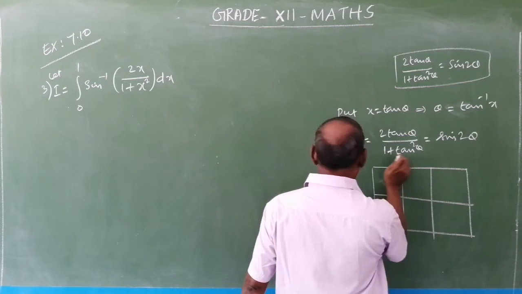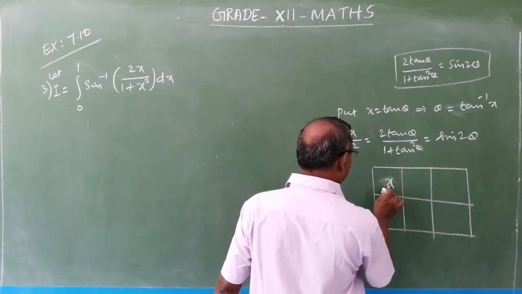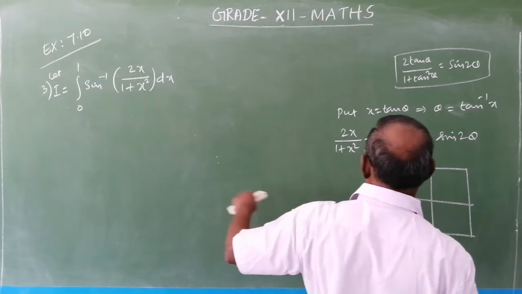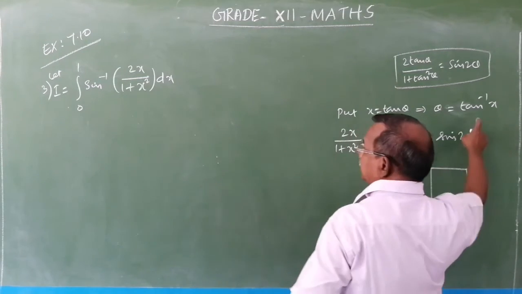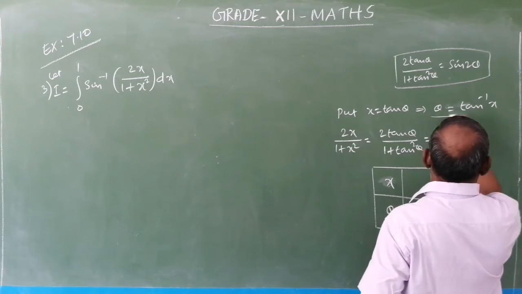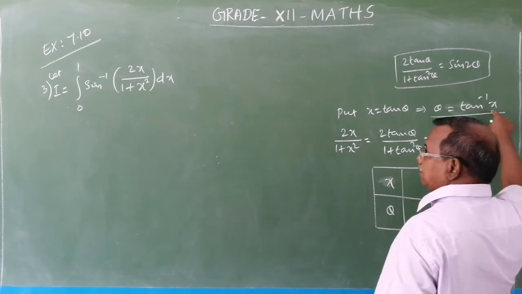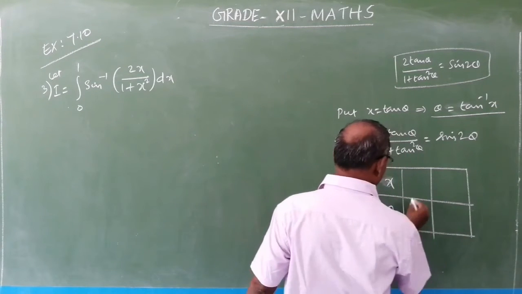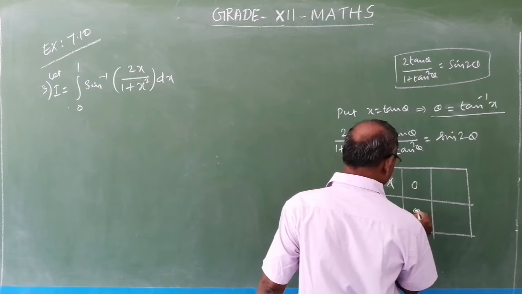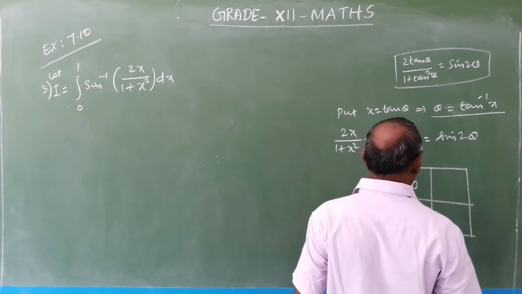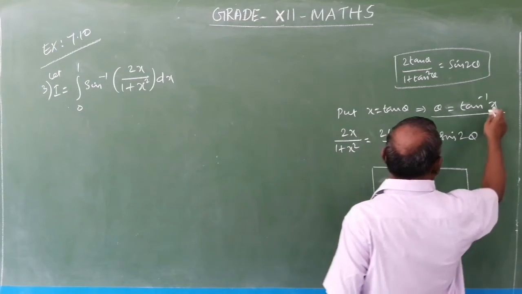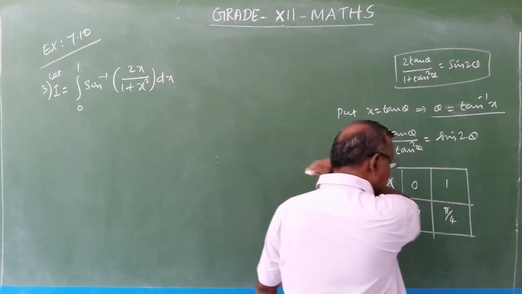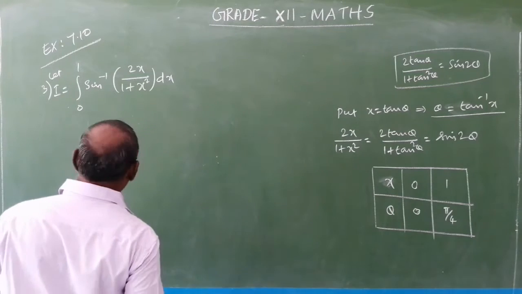Theta, when x equal to 0. Here, look at here, substitute for x, we have two limits 0 and 1. Put x equal to 0, tan inverse of 0 equal to 0. So, theta equal to 0, and put x equal to 1, tan inverse of 1 equal to pi by 4. So, the limits are 0 to pi by 4.